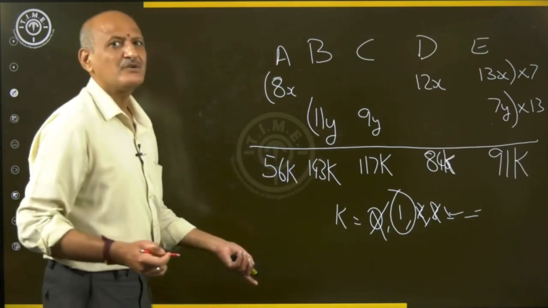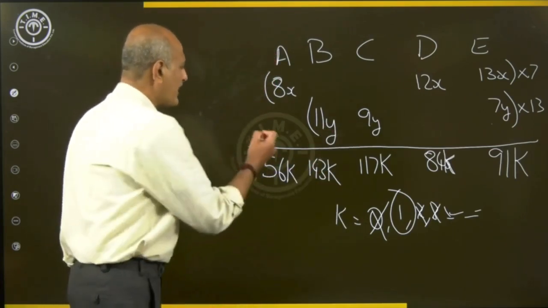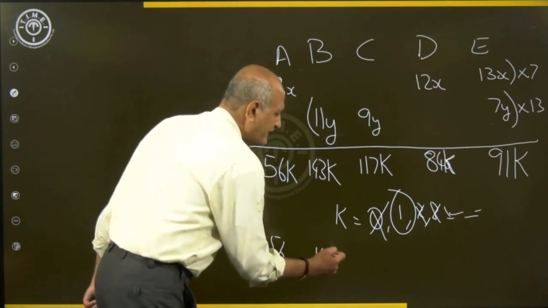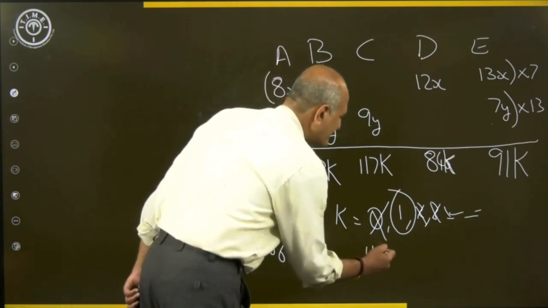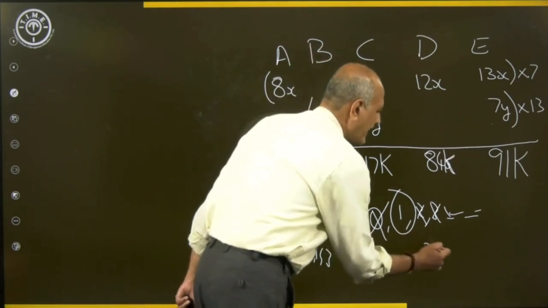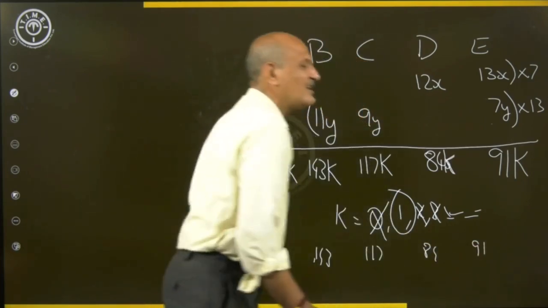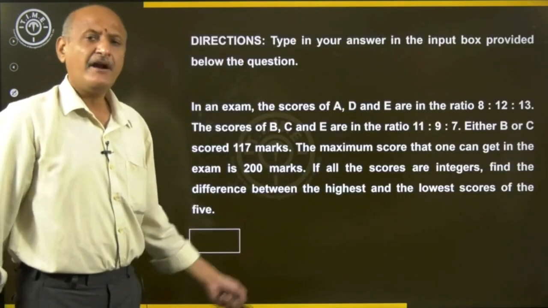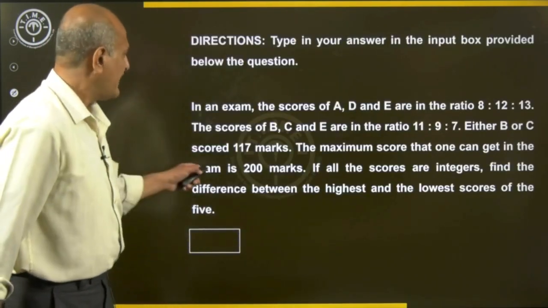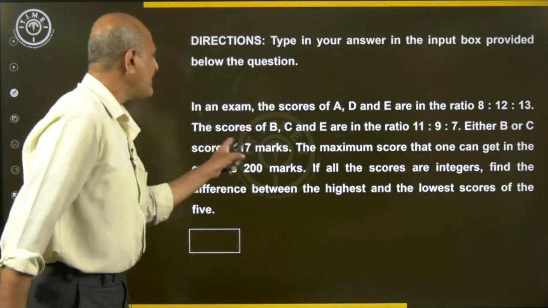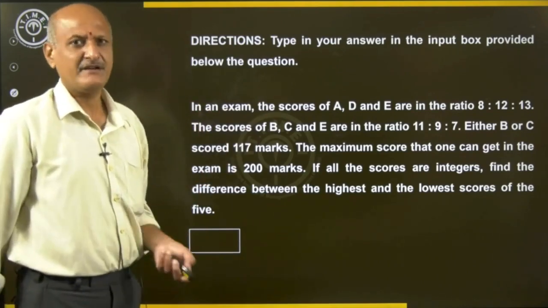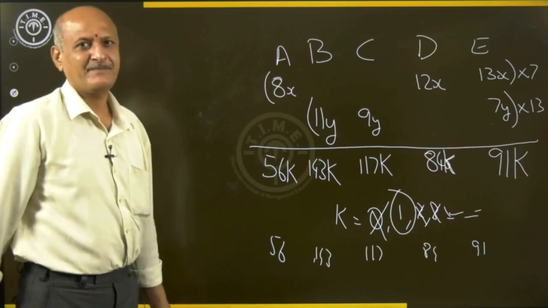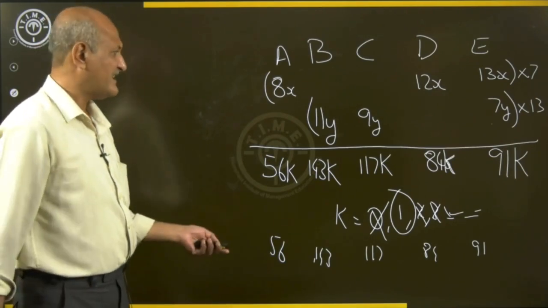If we know that k is equal to 1, we know the scores here. How much is A scoring? It is 56. B scores 143 here. C scores 117. Next one is 84, and E is going to score 91 here, right? It also satisfies the condition that either B or C scores 117. Definitely true. C is scoring 117. It satisfies the given conditions.